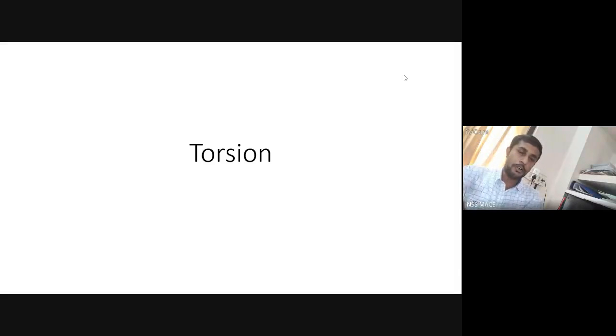So in this torsion topic, we are discussing how to design a shaft or a member which is subjected to carrying power from one point to another point. How to design a member which is subjected to torque. More specifically, what is the difference between torque and force? You may have heard about torque or twisting moment. What is the difference between torque and force?